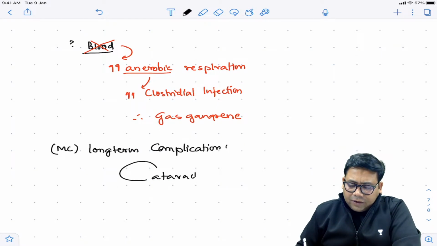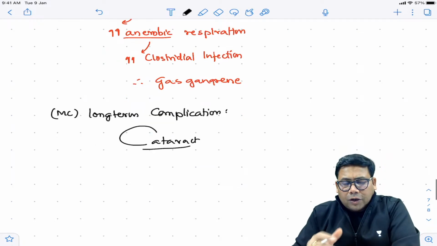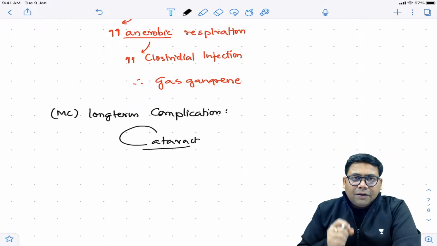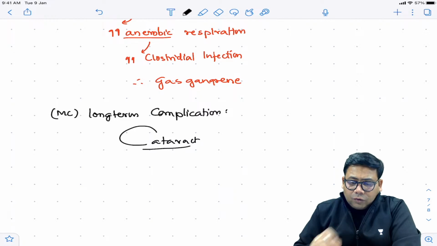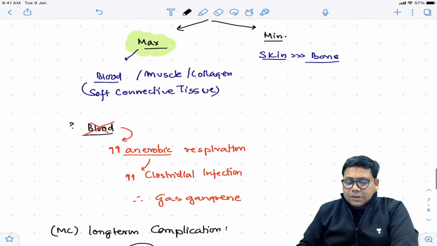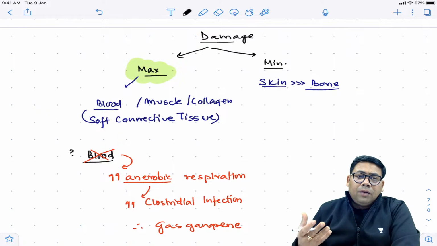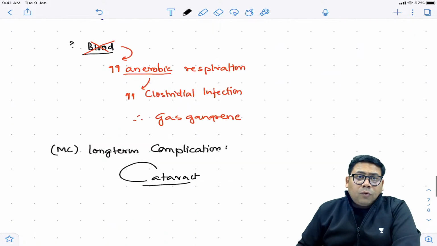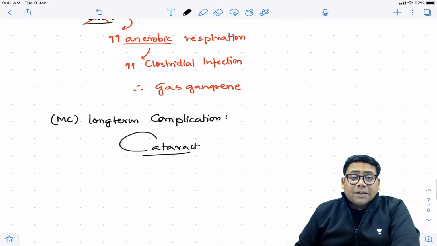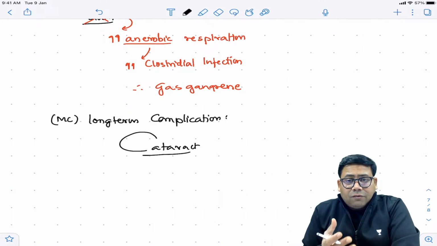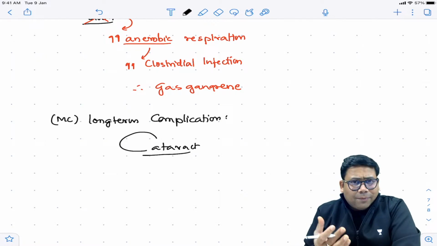The answer is very simple: due to damage to ocular collagen. The third thing that we need to understand is, whenever we are talking about this damage, there is one more structure which is also damaged, that is muscle. And because of this muscle damage, we have a lot of things like myoglobinuria, which we shall be discussing.